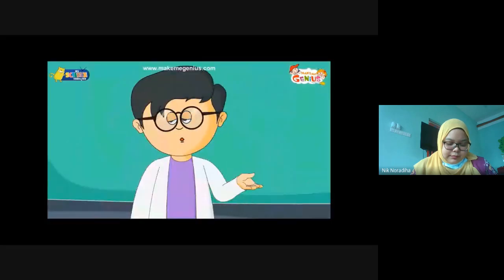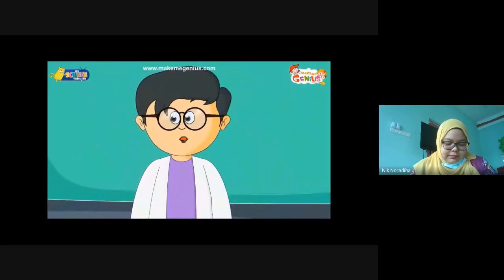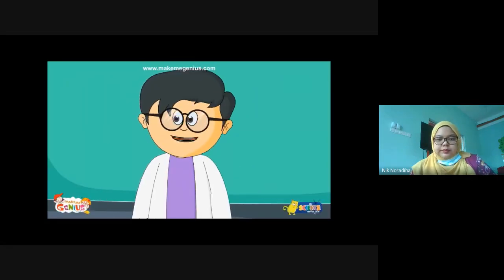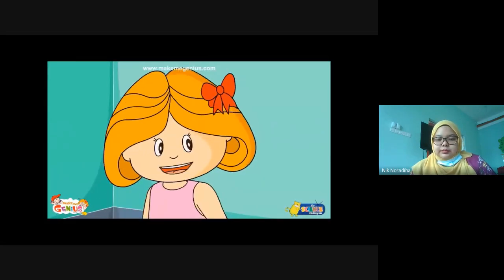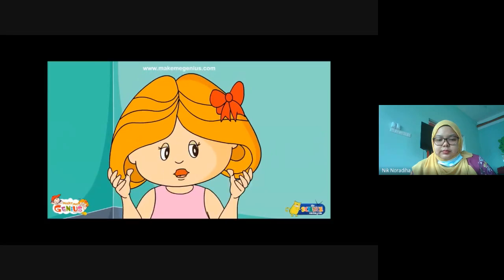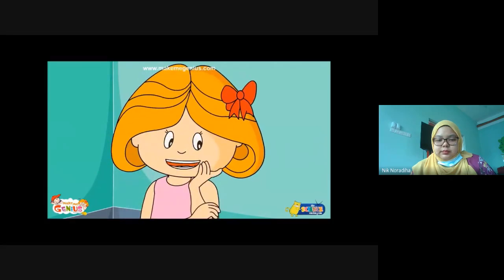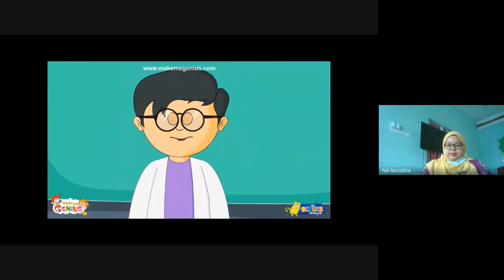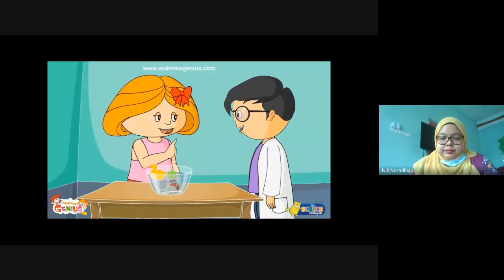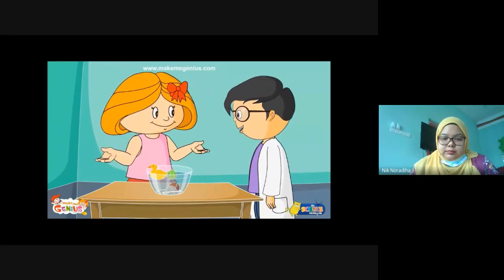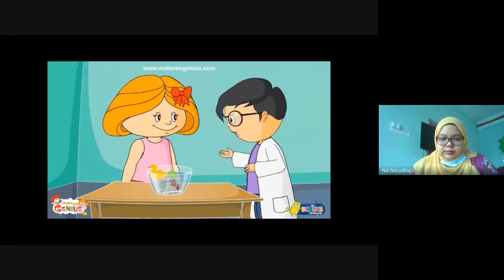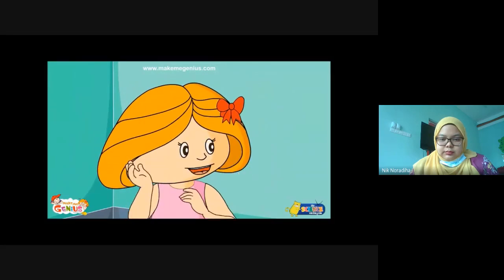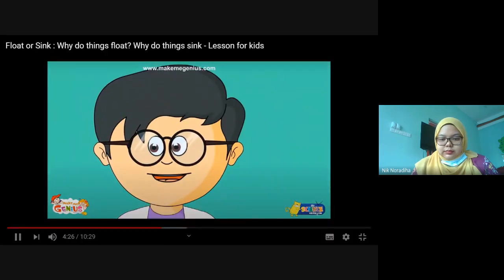So now we have seen what floats and what sinks. But why do some things float and others sink? To understand that, you should first know what happens when we put something in water. What happens? It either sinks or floats. Yes, sinking or floating is the result. Oh, do you mean the reason? Mhm. Let's do another experiment to find out the reason. Okay, let's do it.